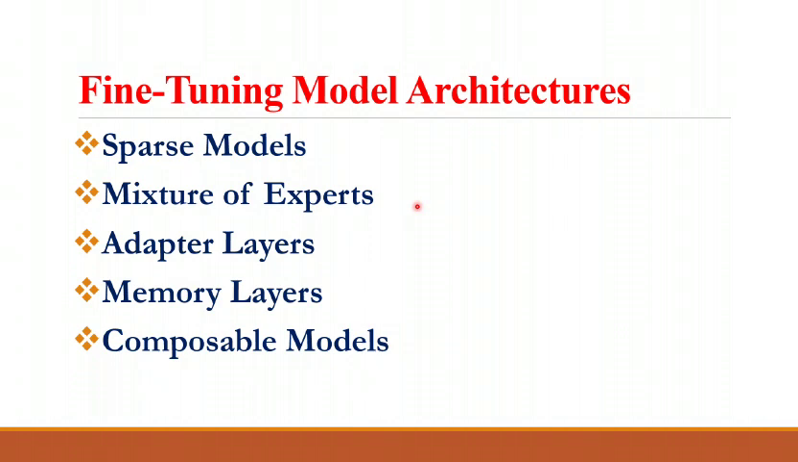Then adapter layers, in which small contextual parameters are injected into base model layers, allowing rapid personalization of models without full training. Then memory layers, which augment the model with external memory, storing facts to leverage during fine-tuning and improving recall. And finally, the composable model, where individual model components are trained separately then combined, which allows component reuse across tasks and enhances versatility. So adjusting architecture expands what is trainable given resource constraints.